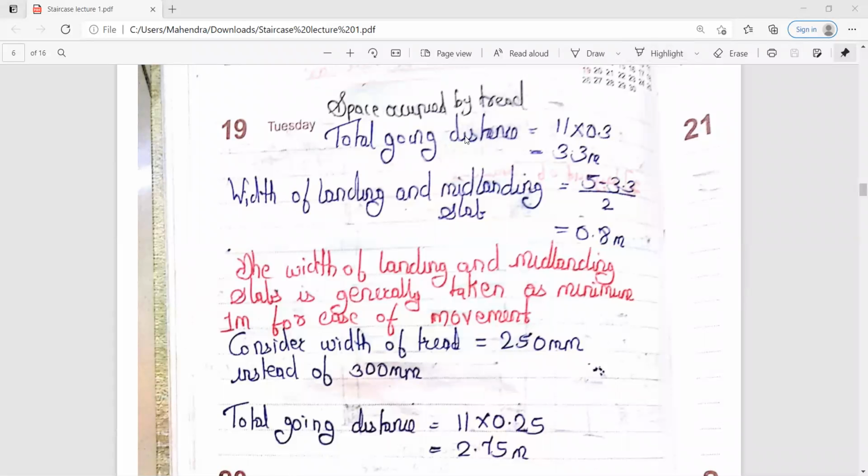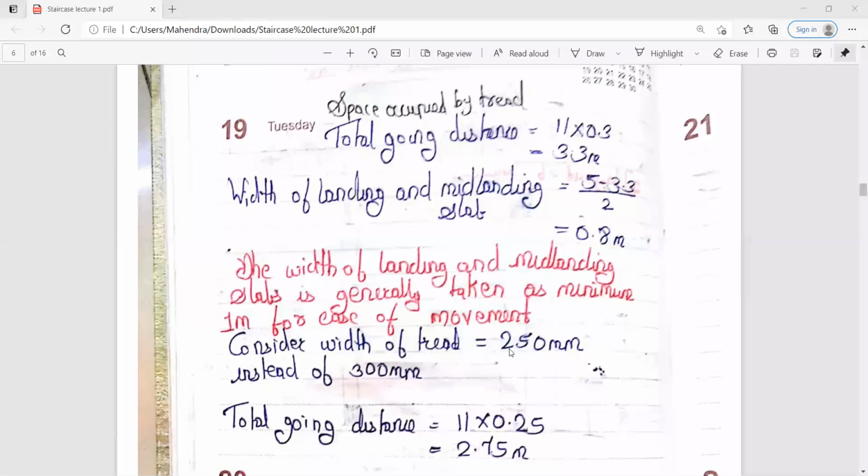But according to the IS code, the width of landing and mid landing slab is generally taken as minimum 1. It cannot be less than 1. But हमारा तो value 0.8 आया, so it is less than 1. So it is not permissible according to the IS code. So we need to change the width of tread. जो हमने width of tread पहले 300 assume किया था, उसकी जगह we need to change it. So we need to deduct it. So we keep the width of tread as 250 mm. So हमने width of tread कम कर दिया 250 mm.